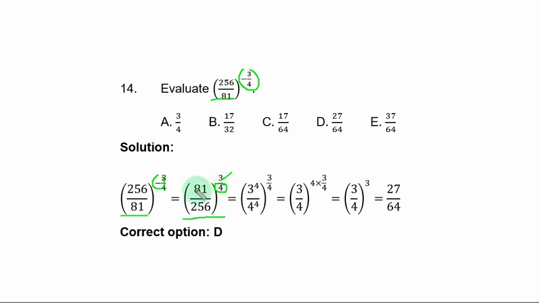That is the fourth root. So you need a power of 4 to remove 1 over 4. You simply express 81 such that the power is 4. The same thing you do to 256. You have it in this form. Power of 4 is common here. You factor it out to have this result. By the time 4 cancels 4, you have 3 over 4 to the power of 3, and that is 27 over 64. The correct option is D.